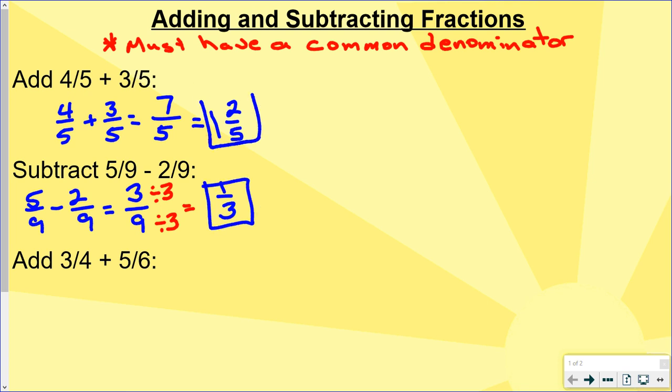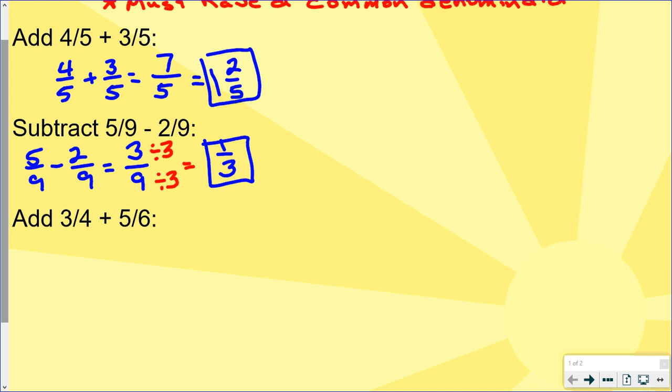All right, so if you've got a common denominator, it's much easier. You just add or subtract the numerators. So let's look at one that doesn't have a common denominator. So 3/4 plus 5/6. I'm just going to rewrite this like this. And so to get a common denominator, what you're looking for is the least common multiple of 4 and 6.